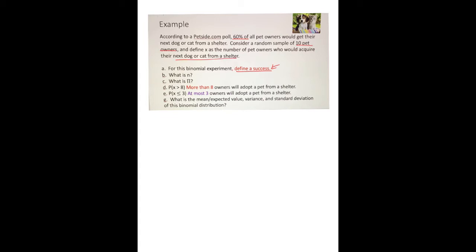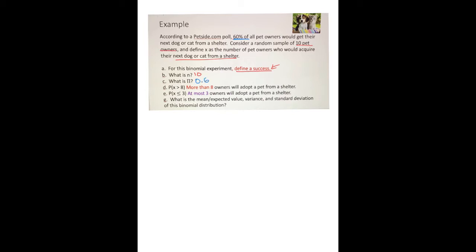What is N, our sample size? Well, we have 10 pet owners. Next, what is pi, the probability of success? The probability that a pet owner would get their next dog or cat from a shelter based on the poll is 0.6. Now, what are we going to find here?